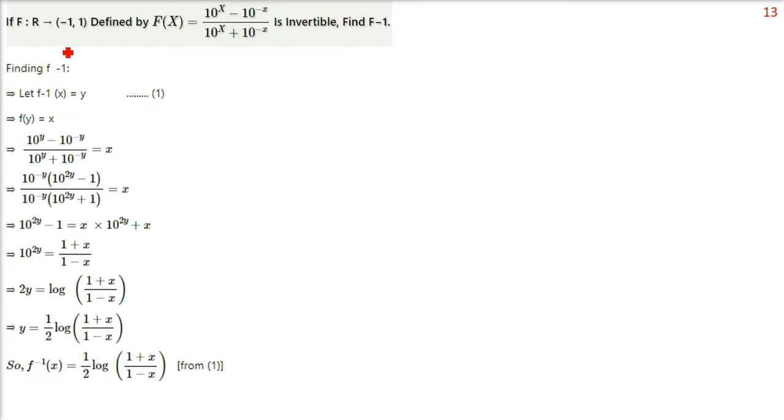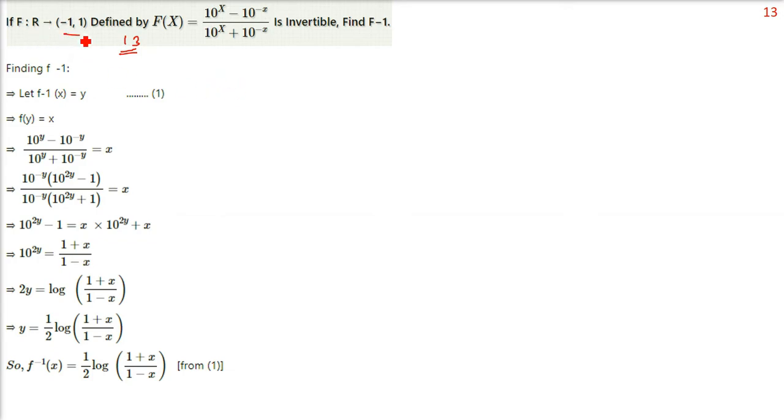Okay, this 13th and 14th question are almost similar, but we'll do this one. This is the 13th question. Various editions will have various numbering for this question. In my edition it is 13. You may get it under some other number in your book.